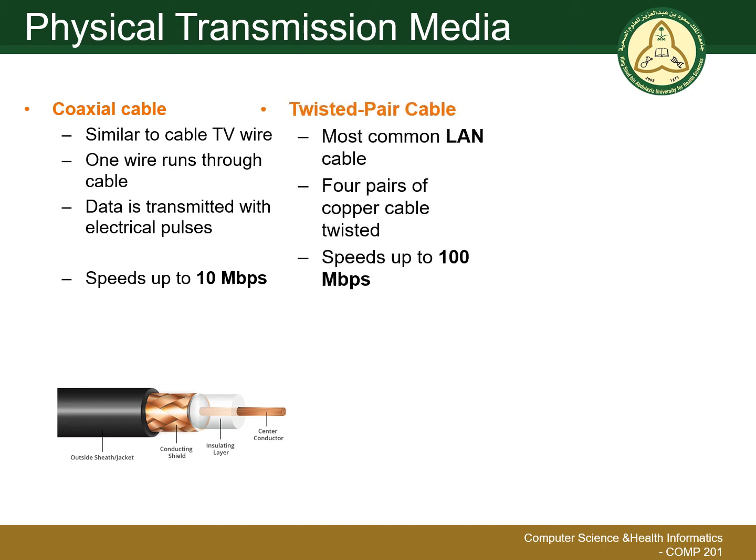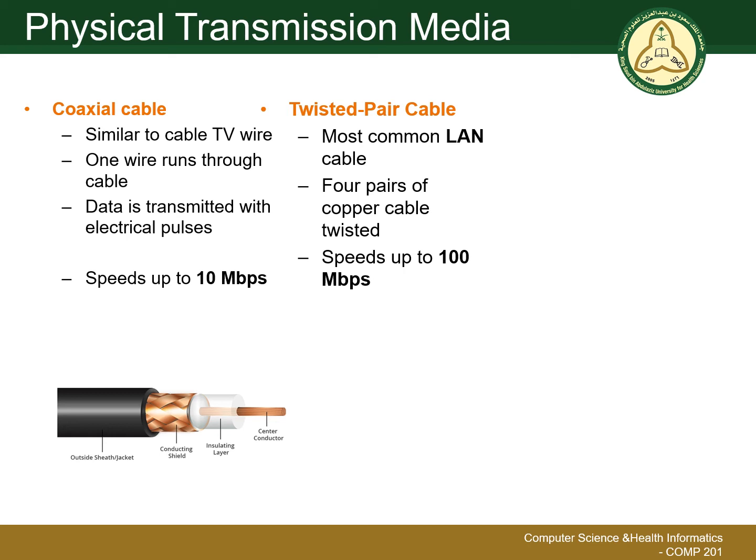Next one is the twisted pair. This type of cabling is very common in the local area network. It usually consists of 4 pairs of twisted copper cable, with speed up to 100 megabytes per second. As you see, this is faster than the coaxial cable. However, coaxial cable can send the message for a longer distance than the twisted pair, for a reason I'm going to mention in a few moments.